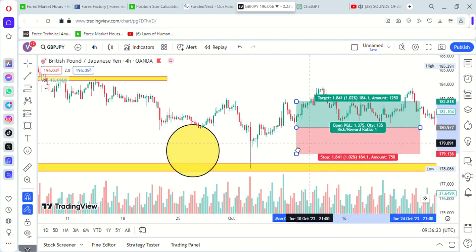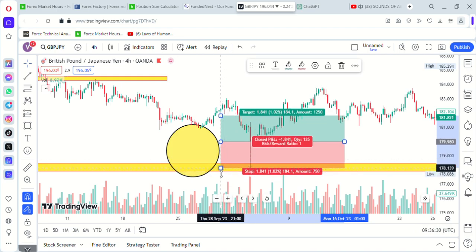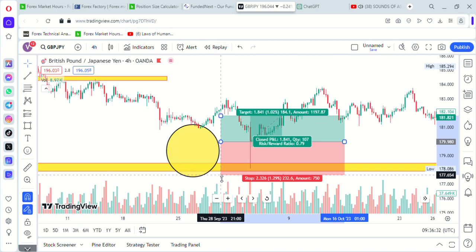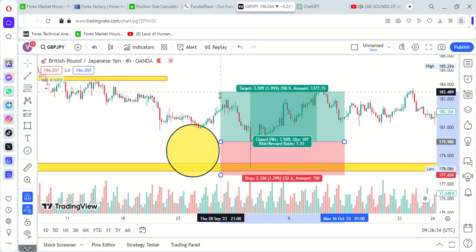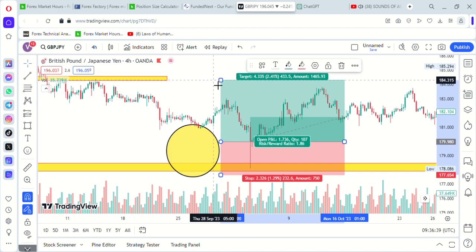So if you enter here, you put your stop loss below this, and your take profit should come to the nearest zone, which happens to be this one. Remember, we are not seeing here.